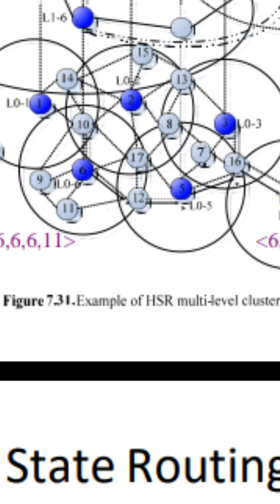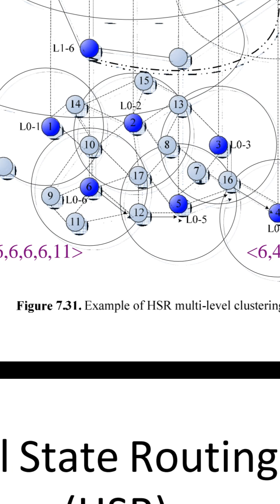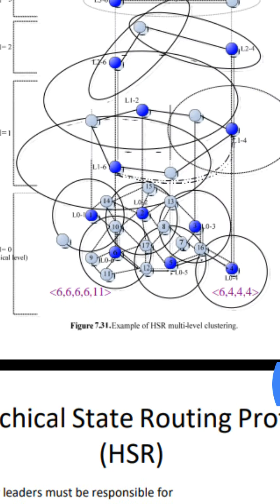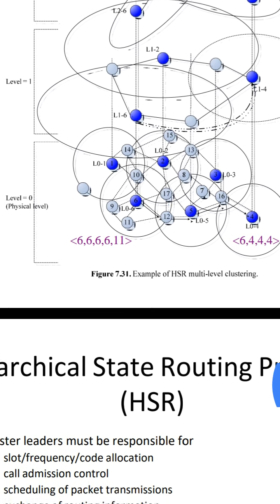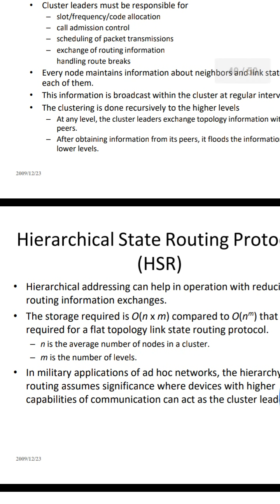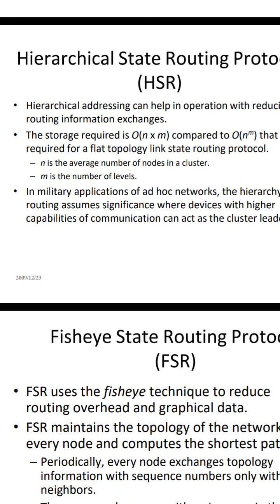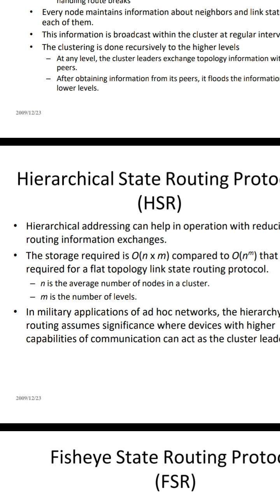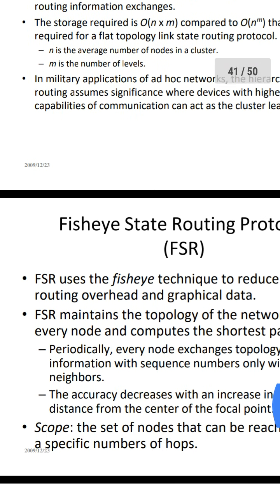That core node 5 is a member to 16. That is why the packet reaches 16 via 5, so that the packet can reach the destination. In this way the packet reaches the destination. Like this the HSR routing protocol works. That is the way the packet is reached in the HSR protocol. This is the example of a hierarchical routing protocol.